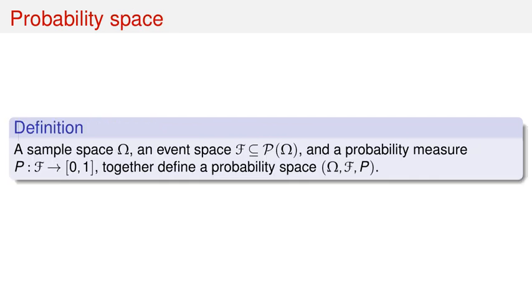This leads us to the definition of a probability space. A sample space Ω, an event space script F, which is a subset or equal to the power set of Ω, and a probability measure P mapping from script F to the closed interval from 0 to 1 that satisfies the axioms, together define what we call a probability space, denoted as the triplet (Ω, F, P).